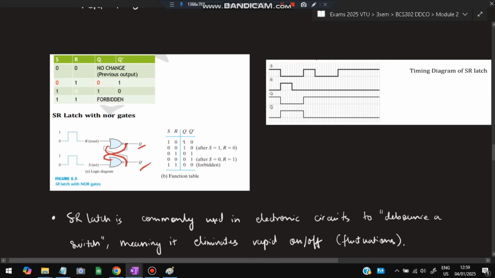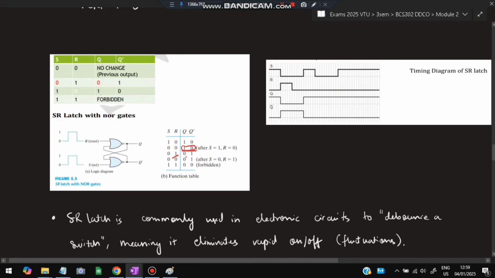Here is the truth table. This is the same truth table as here. Here is a scenario. First we are doing S equal to 1. When you do S equal to 1, Q will become 1, right? And R is 0, so Q bar will remain as 0. Both being 0 means it will still remain the same. See, it is holding, it is a latch. It will not become 0 0. Once it is set, until it is reset, it will be 1 0.